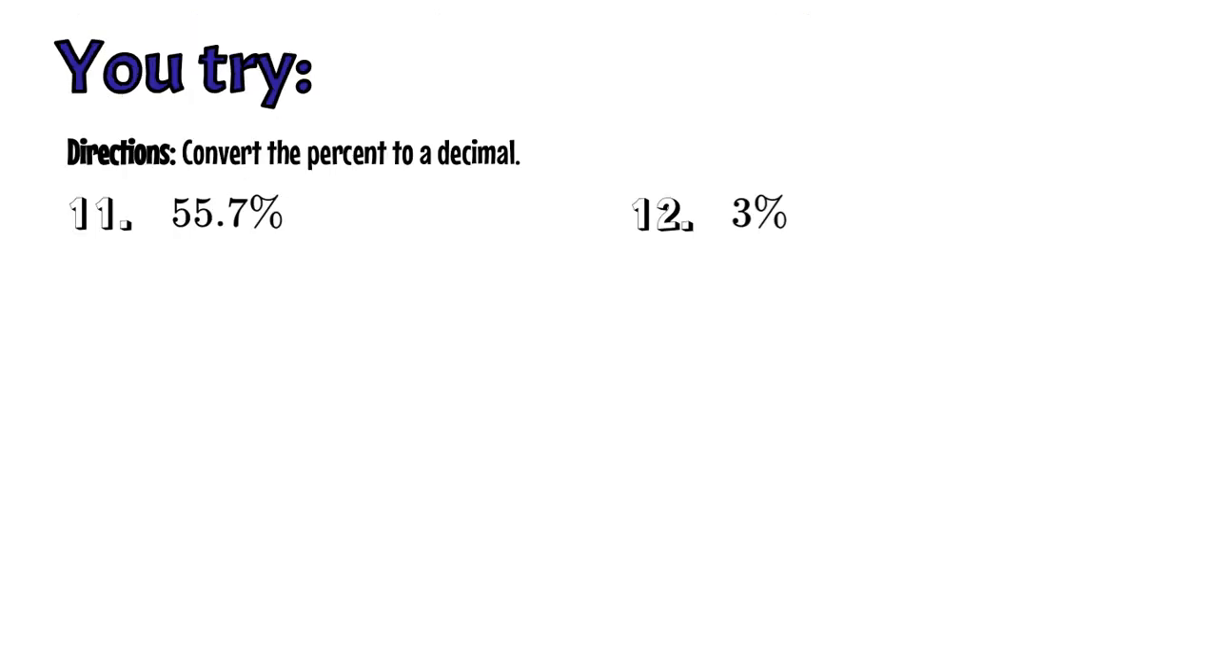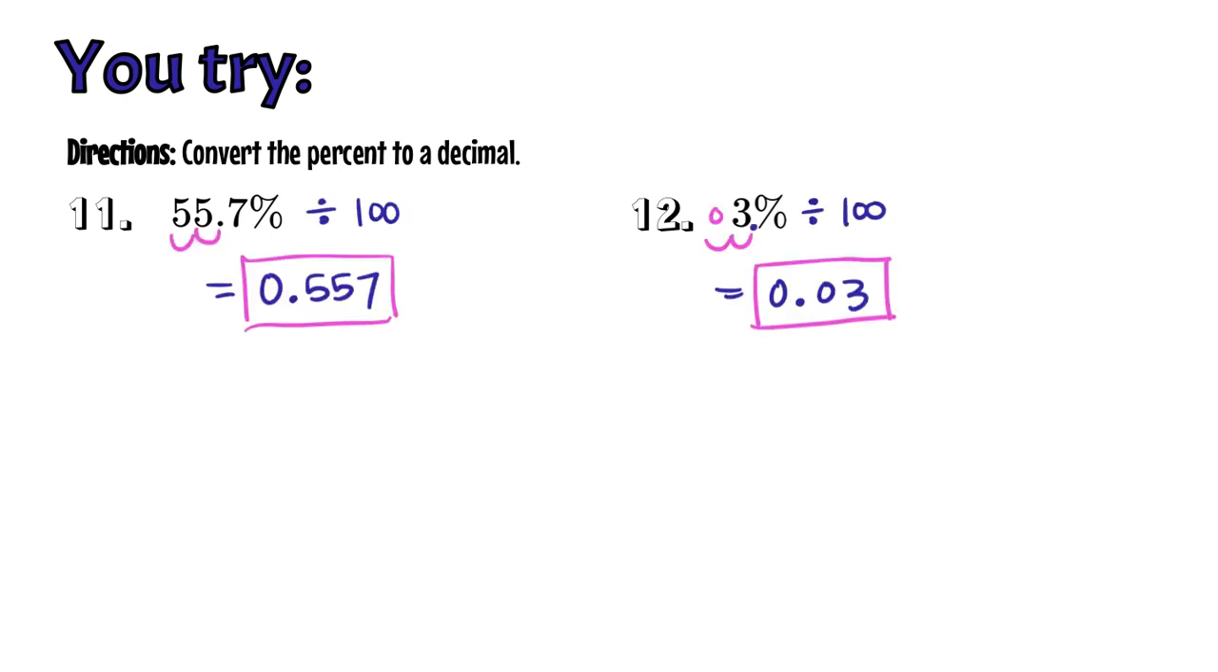All right, time for you to try some examples. Pause the video and try numbers 11 and 12 on your own. Hopefully you paused the video and found that 55.7% written as a decimal is 0.557, and 3% written as a decimal is 0.03.